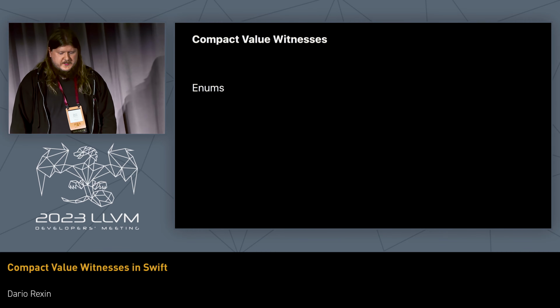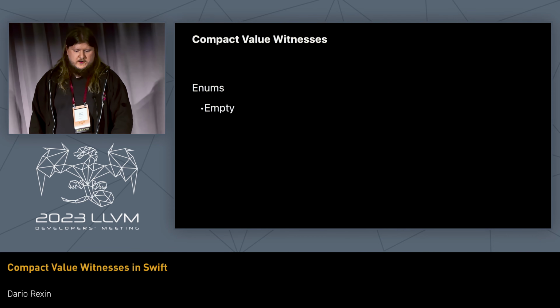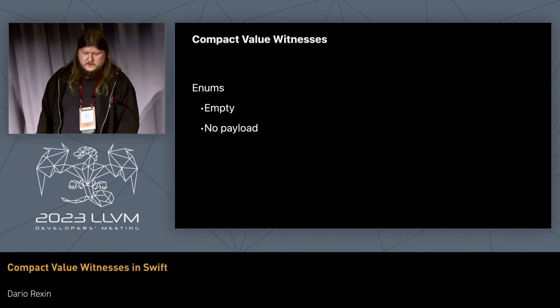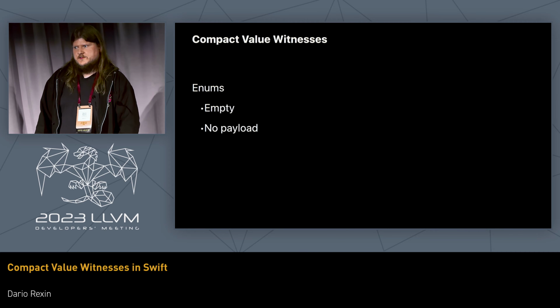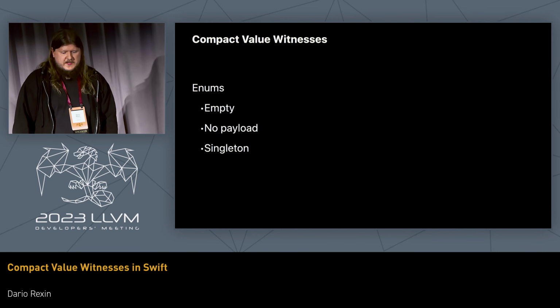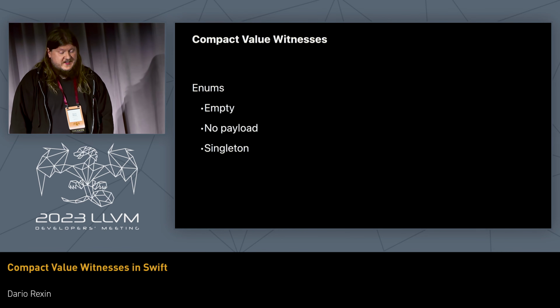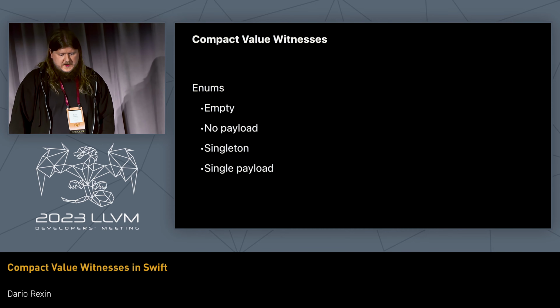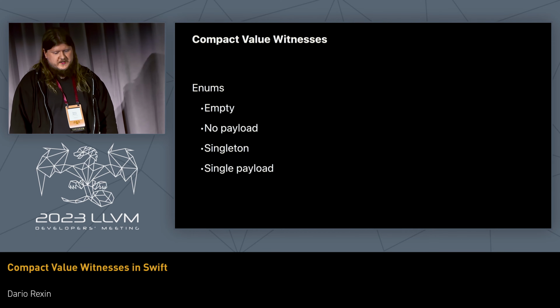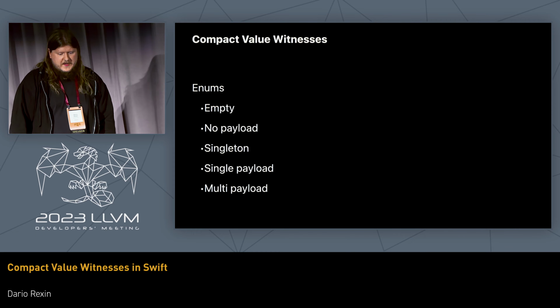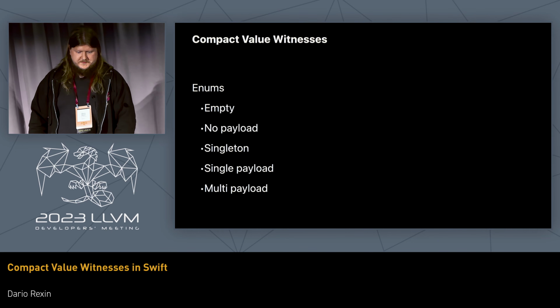Enums are a little more complicated than structs. We have a number of different kinds of enums. There are enums with no cases at all, enums with only non-payload cases, basically your C-style enums, enums with only a single case, and that case has a payload, enums with a single payload and one-to-many non-payload cases, and enums with multiple payloads and zero-to-many non-payload cases.